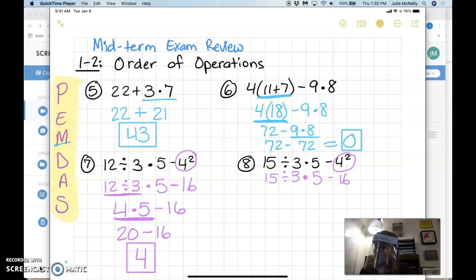So, 15 divided by 3, 5. Yep. 25. Minus 16, which is 9.